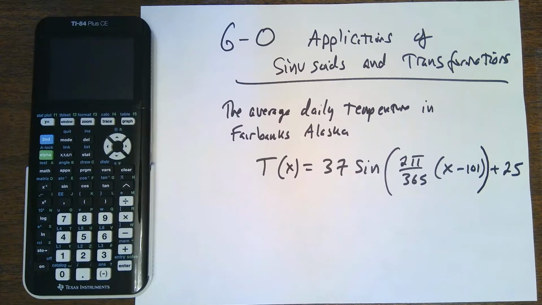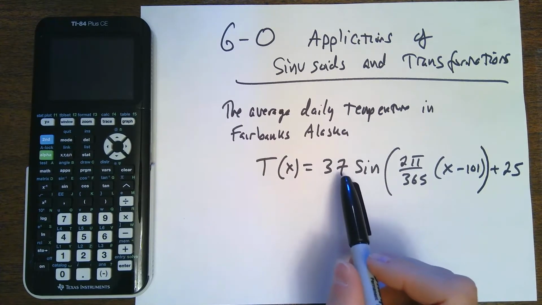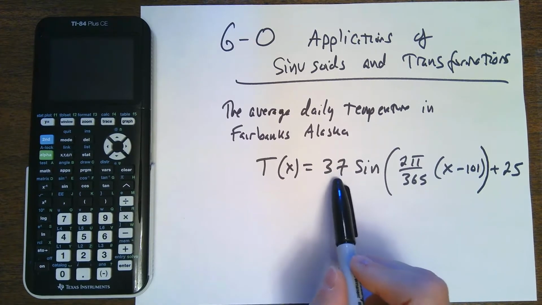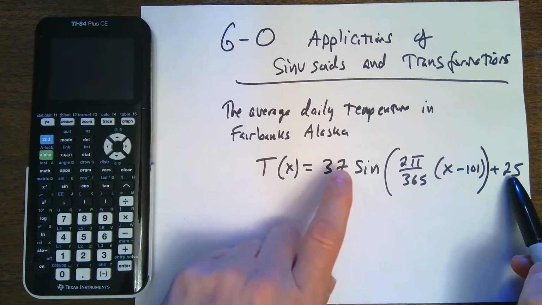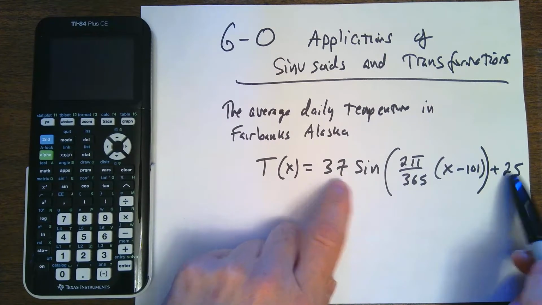All right, so you can see all the transformations here from the last lesson. Let's take a quick look at these transformations. The 37 is the amplitude, which means it's going to go as high as 37 above and as low as 37 below. Above and below what? The center line, 25. So the temperatures in Fairbanks go as high as 37 above 25 and as low as 37 below 25.